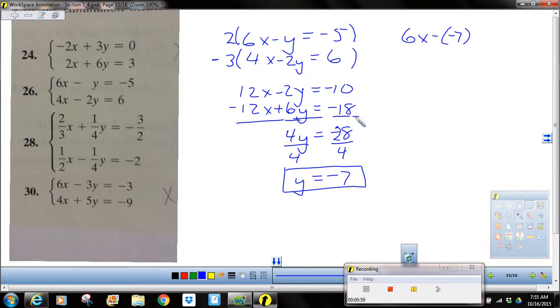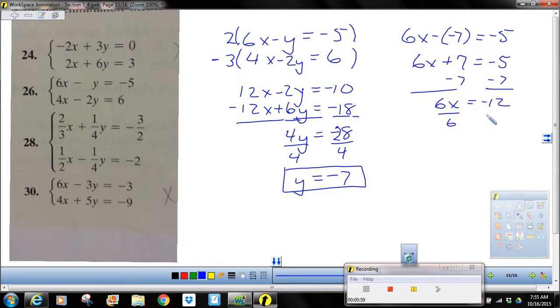Make sure that you pay close attention to signs here. Minus y would be minus negative 7. It's kind of depressing sometimes how one little sign change, one little sign slip up can cause your problem to be wrong. X is negative 2, y is negative 7.